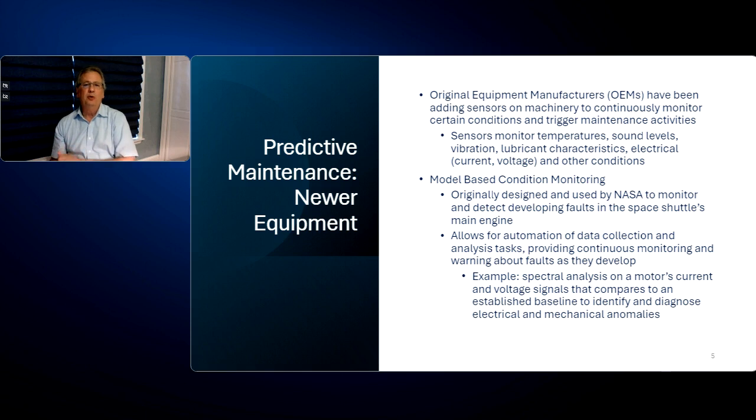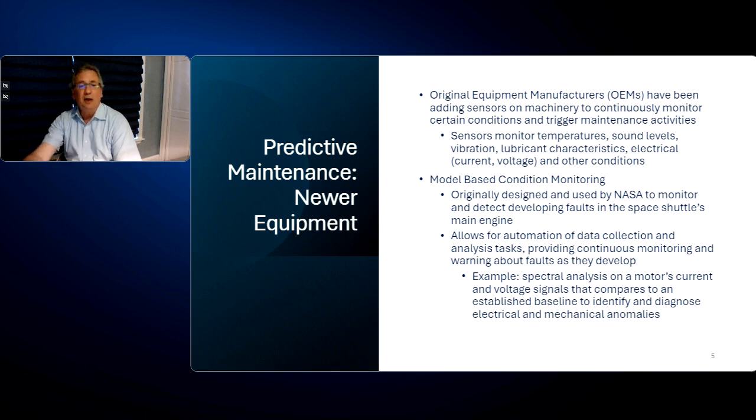So let's talk about newer equipment first. As the years have gone on, the OEMs, the original equipment manufacturers, have been doing more and more in this area, adding more sensors on equipment or machinery to continuously monitor particular conditions that can then trigger a maintenance activity, or at least a decision or a signal to do the maintenance activity. Sometimes the equipment is designed where you can't even continue to operate it before the maintenance has been completed. Some, it's just a signal.